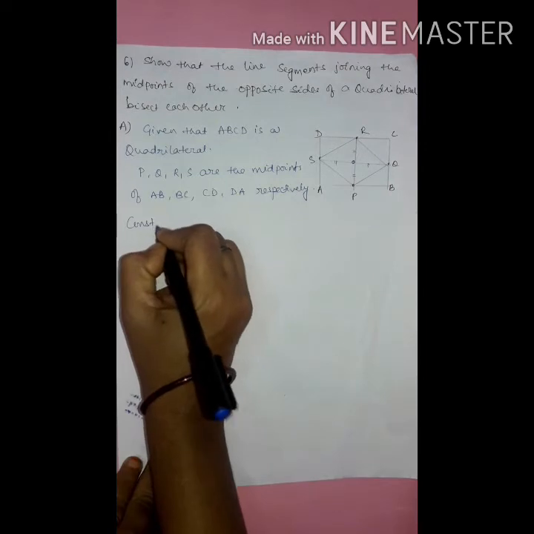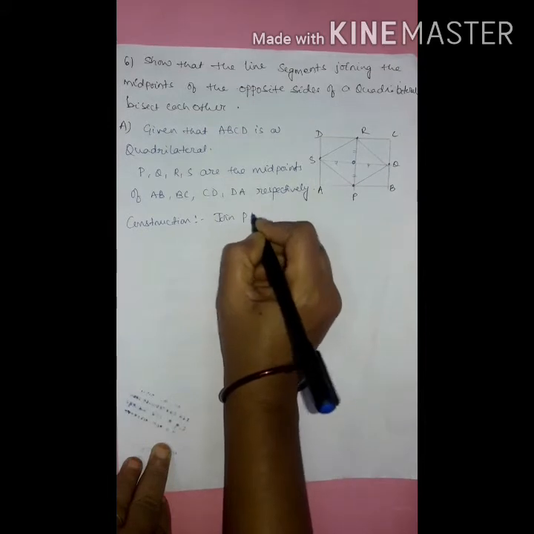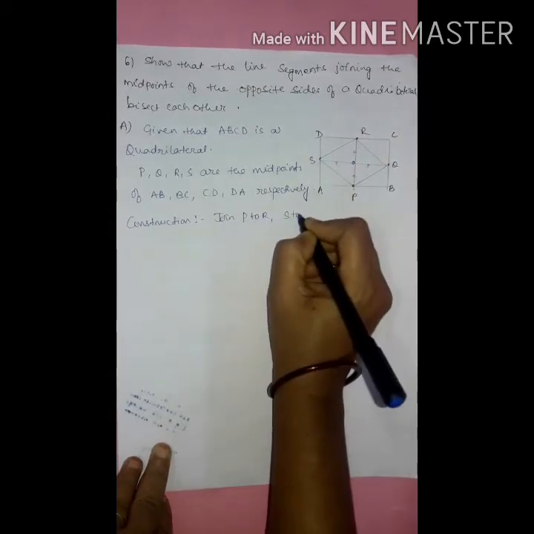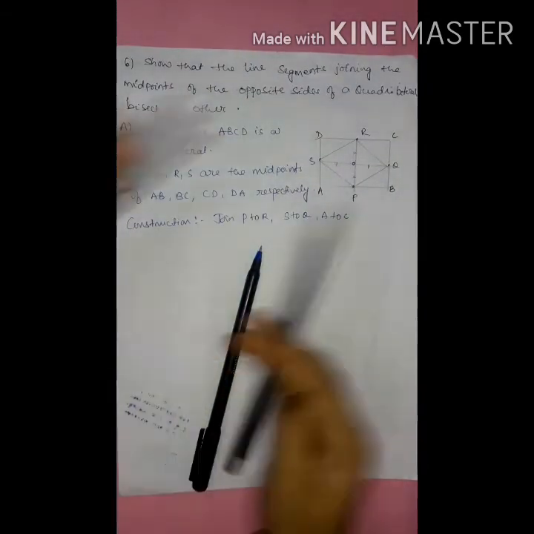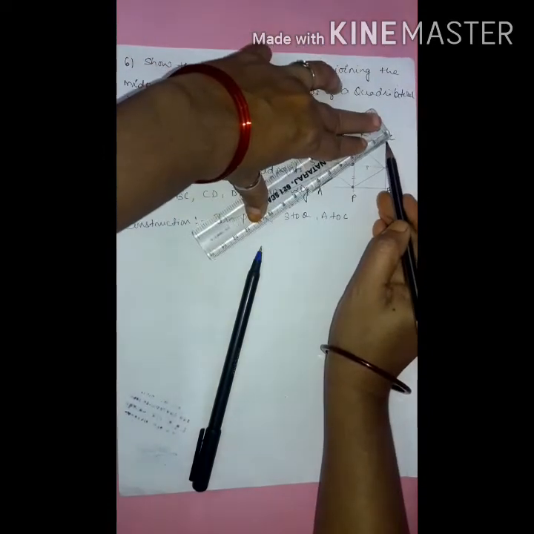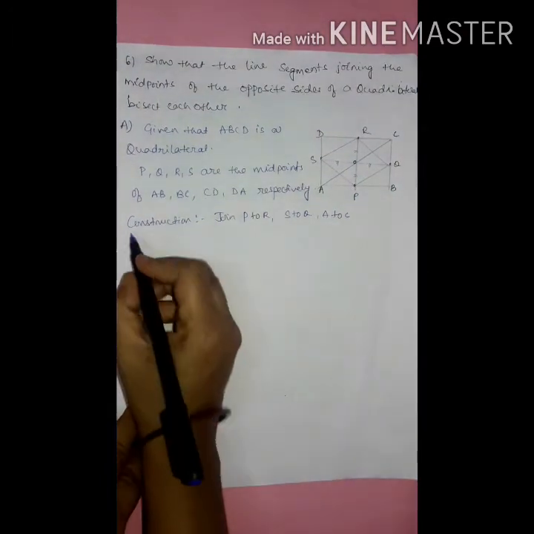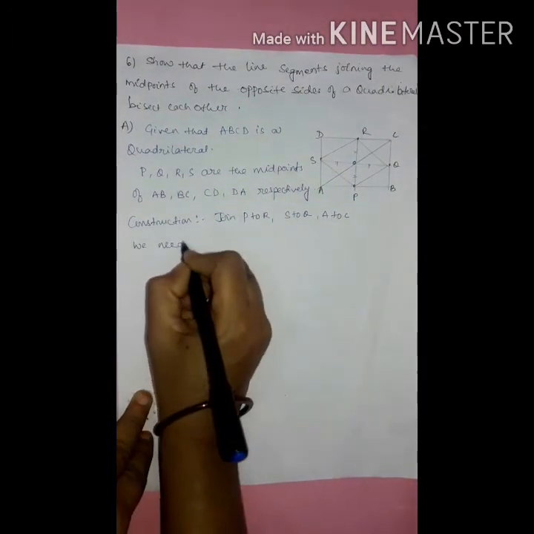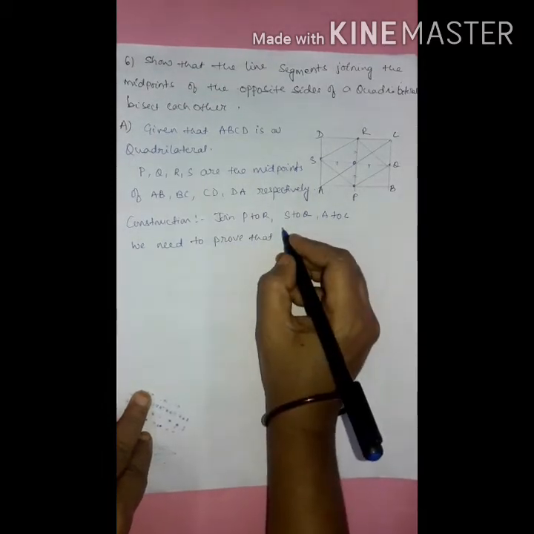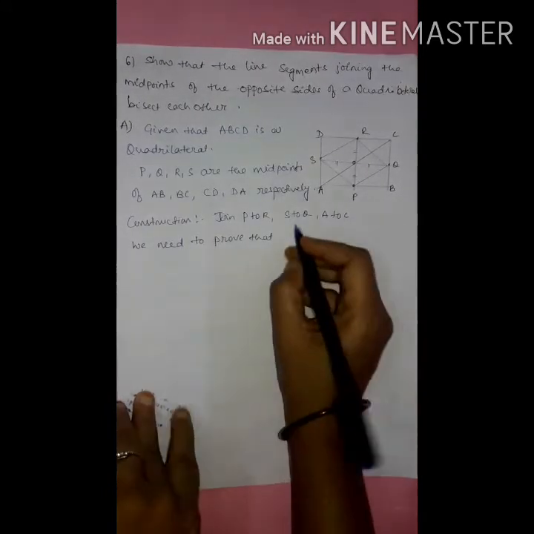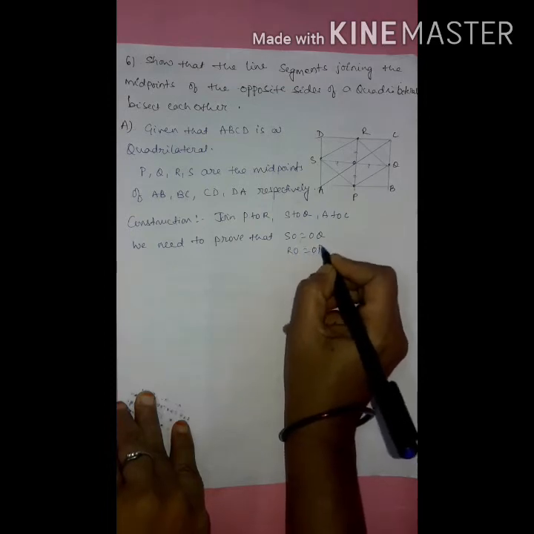So construction, we are joining P2R, S2Q and A2C. So now we need to prove that SO is equal to OQ and RO is equal to OP.